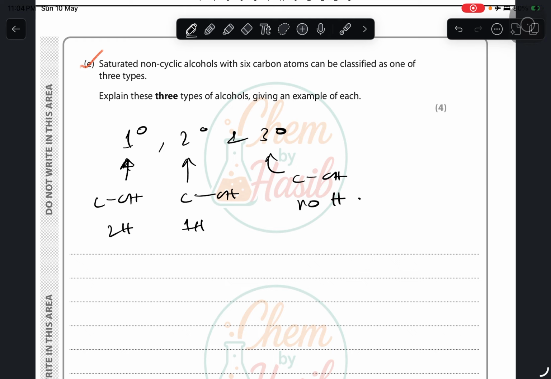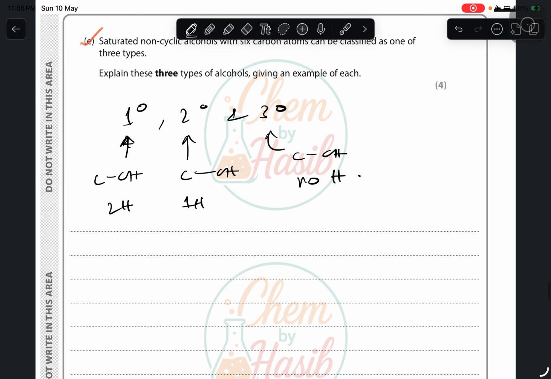Which one of them is 1 degree, which one is 2 degree, and which one is 3 degree, you must classify them. If you don't classify, you don't get marks. Then you must give an example, because you have to give an example of each, of a 1 degree, 2 degree, and 3 degree, from saturated non-cyclic alcohols with 6 carbon atoms. With 6 carbon atoms, you can give so many examples, right? You can draw the structure and give the example.